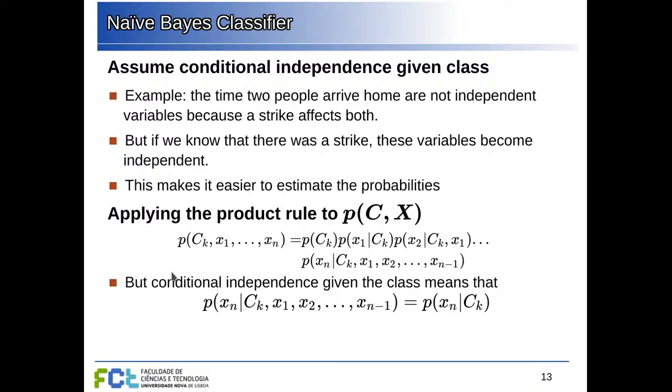However, if we assume conditional independence given the class, then the probability of the point having some value at feature n, given that it belongs to this class and has all the other values at all the other features, just becomes the probability of having that value in feature n if it belongs to that class, because we are assuming that everything else becomes independent once we know the class the point belongs to. And this makes the expression a lot simpler.